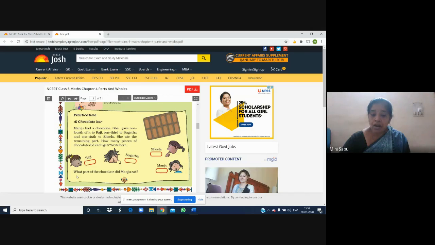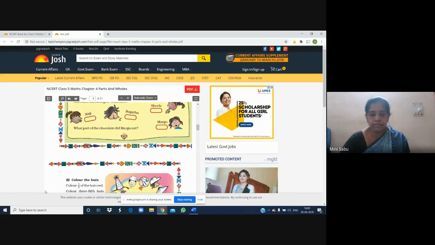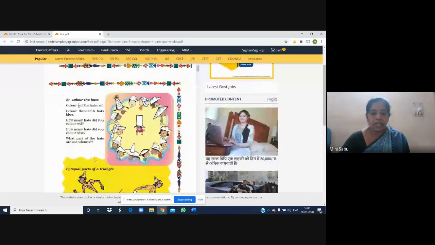But here is a question. What part of the chocolate did Manju eat? What part? Yesterday I told you, if what part comes, you have to say the answer as a fraction. That means 3 is what part? 3 is 1/4 part. 3 pieces means 1/4 part. See what part? We have to write 1/4. If the question is how many pieces did Manju eat, you will write 3 pieces. Is it clear, children? Yes? Okay. Yes, ma'am.